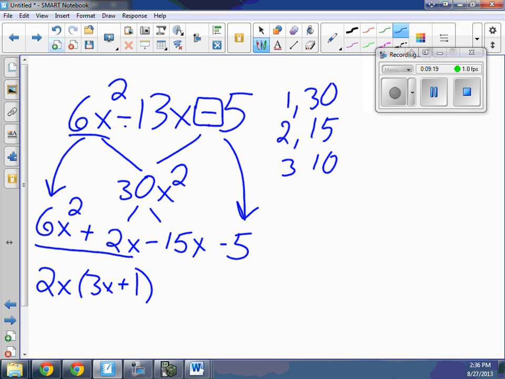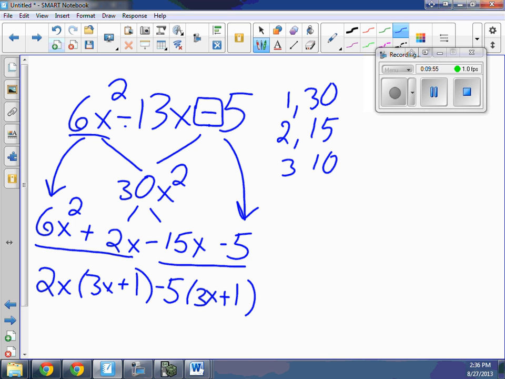Now, can I pull anything out of the second group? I can pull out a negative 5. And the negatives, that's going to give you some problems on certain problems. Does that make sense? So I'm going to pull out a negative 5, just because they both have a minus. If I pull out a negative 5, what do I have left? 3x plus 1. And I automatically know I did it correct, because 3x plus 1 matches 3x plus 1.